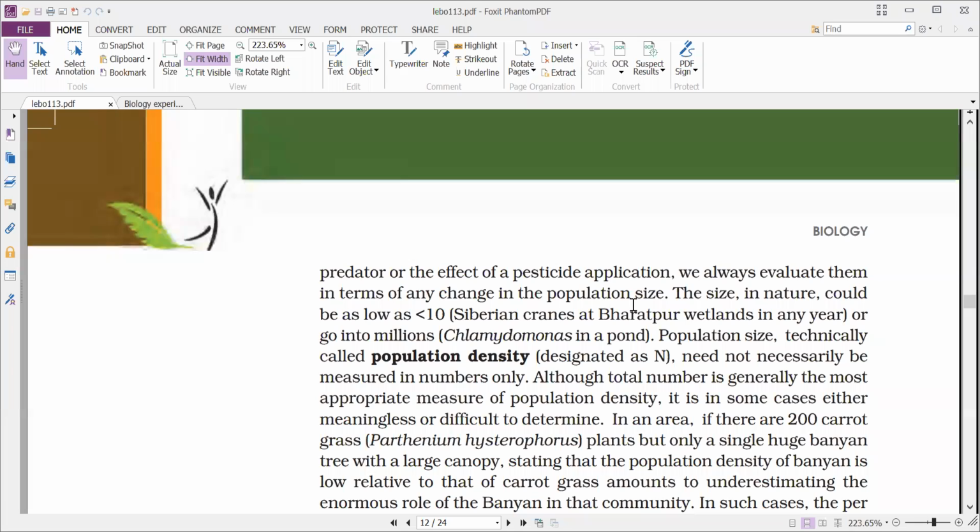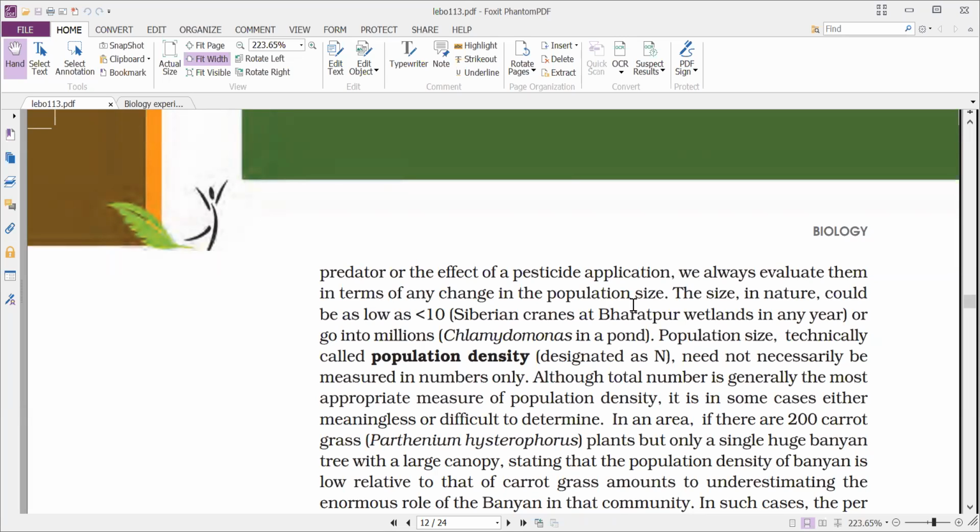Okay, the size in nature could be as low as less than 10 Siberian cranes at Bharatpur wetlands in any year, or go into millions like Chlamydomonas in a pond. That means the size may vary from one organism to another. Mostly if the organism is larger in size, the number might be less. If the organism is smaller in size, that is minute in nature, the number of organisms may be more.